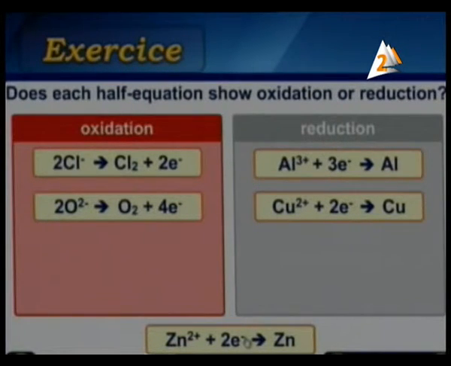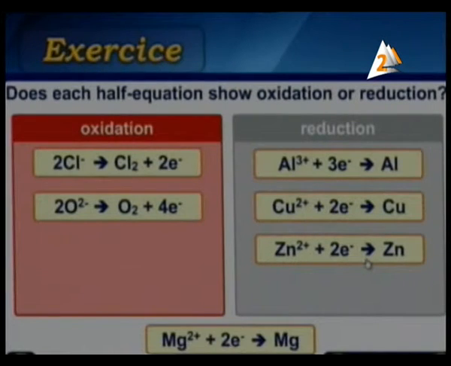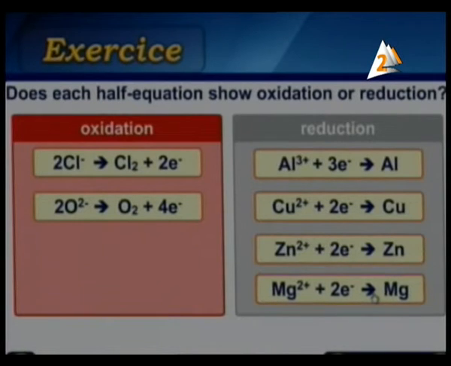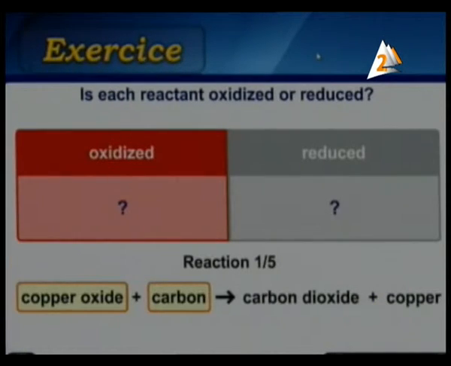What about the other one? We have Zn plus 2, plus 2 electrons, giving us Zn. It is like the first one before. It is reduction. What about the magnesium? Magnesium looks like aluminium, copper, zinc, and so on, so we say it is reduction. Good and great. Remember, you have oxidation and oxidizing agent, reduction and reducing agent.